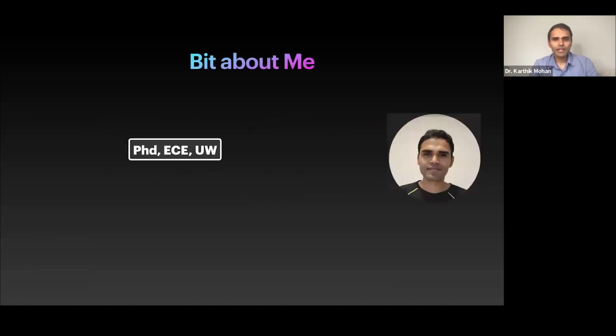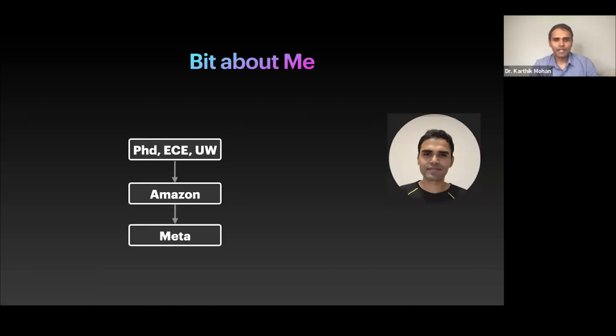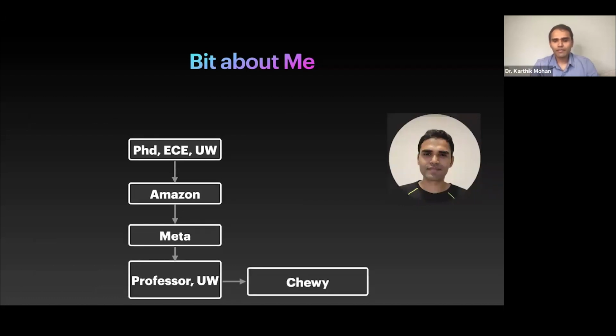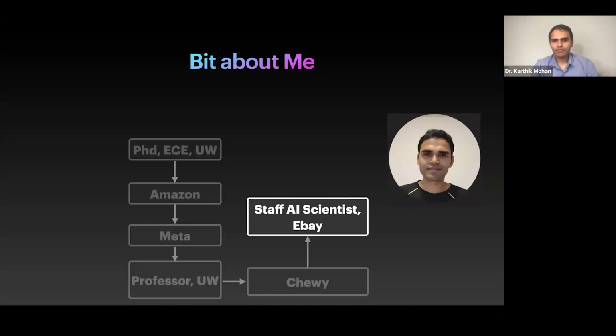So a bit about me. I did my PhD at UW, and then I worked at Amazon for a bit. And then I worked at Meta, and then I took a break from industry, and I was teaching a lot of AI and machine learning courses at University of Washington here in Seattle. And I thoroughly enjoyed doing that. I taught an LLM course this year as well. And after taking a break, I joined Chewy. And after that, I'm right now a staff scientist at eBay, and I work on LLM applications and pushing LLM models to production for eBay applications.